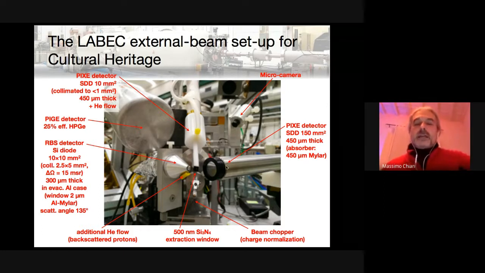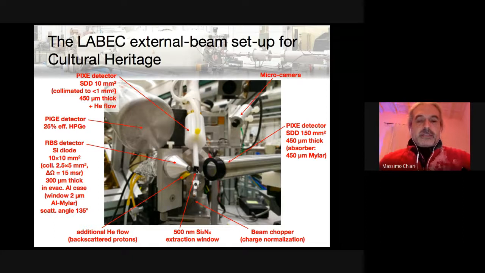We have one SDD, a large area SDD detector for mid-high Z elements, detecting mid-high Z high energy X-rays, and a small area SDD to detect low Z X-rays and thus elements, again with the helium flow in front of it. We have also PIGE detectors. We have also an external RBS system. And then we have, of course, the extraction window.